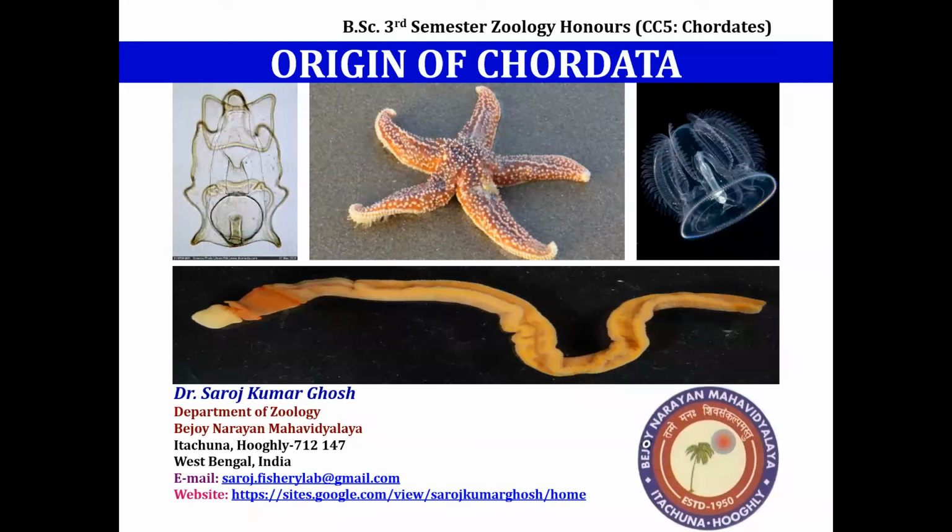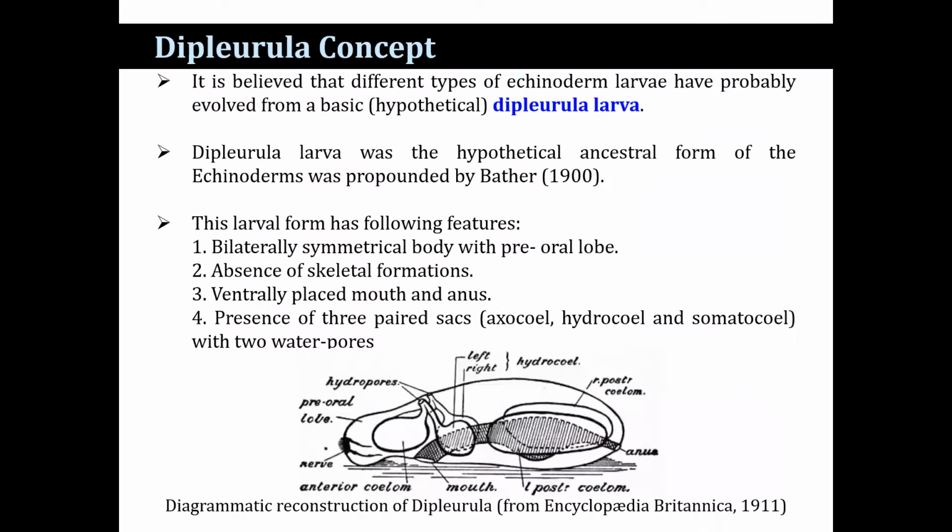We will discuss the topic origin of chordata. What is the Dipleurula concept and the echinoderm theory of the origin of the chordata? It is believed that different types of echinoderm larvae probably evolved from a basic larval group, that is the Dipleurula larva. And the Dipleurula larva contains some common characteristic features.